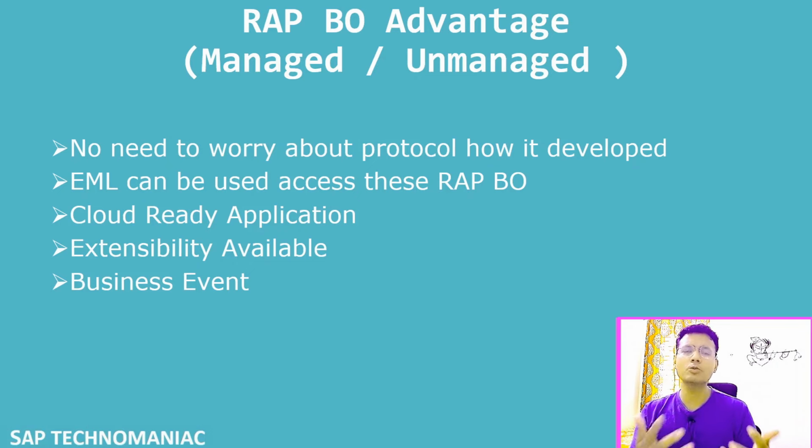I might show you some of the RAP BOs already developed, managed and unmanaged both. In this video or the next video, we can go to the Fiori applications website and see what all the applications are, and how to search. I will show you. Apart from that, we have something called the business event. If we want to raise some event based on an operation happening in our RAP BO, we can do that also. That we will see in upcoming sessions.